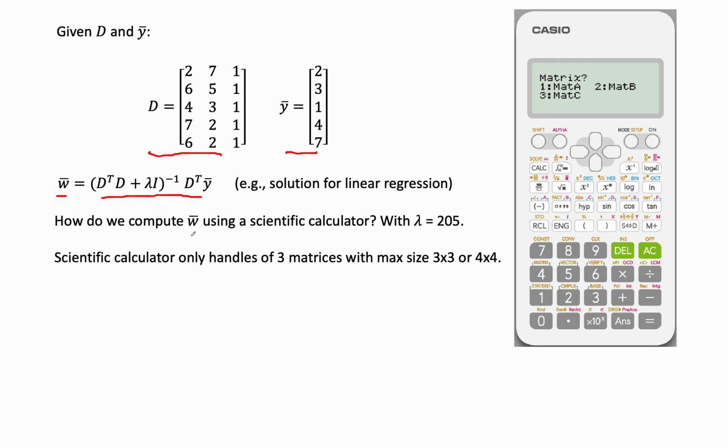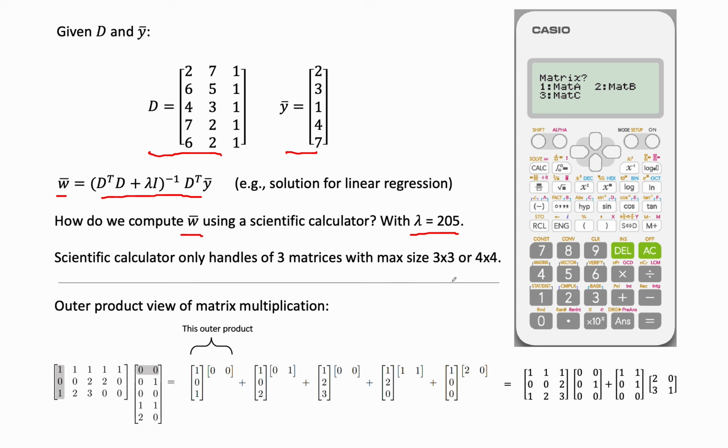So how do we compute this W bar using a scientific calculator, assuming that the lambda that we are using here is 205? The key challenge with scientific calculators is that they can handle only a maximum of 3 matrices, with a max size of either 3 by 3 or 4 by 4 each. To address this challenge, we can utilize a trick from linear algebra, which is known as the outer products view of matrix multiplications.